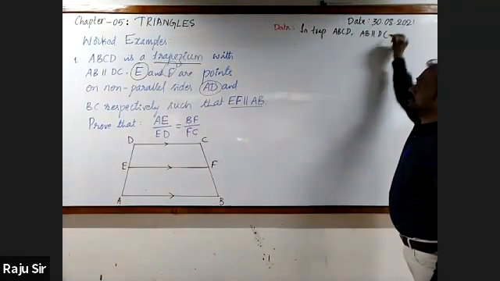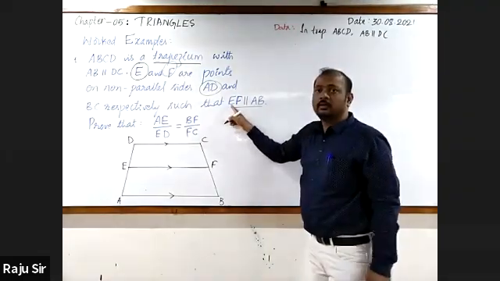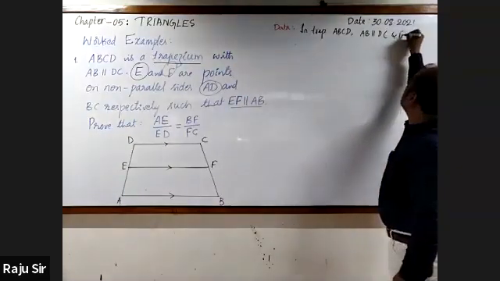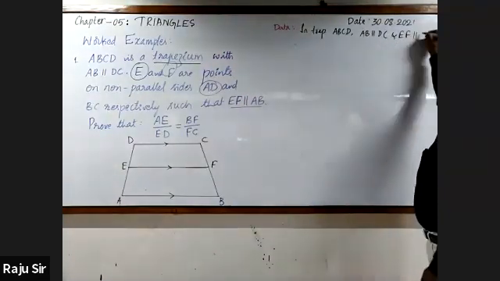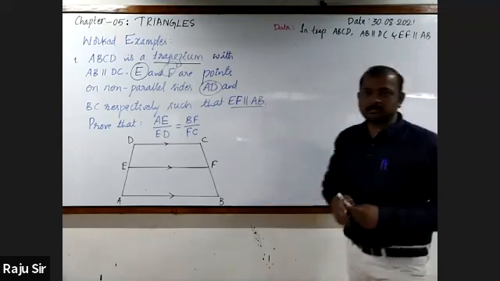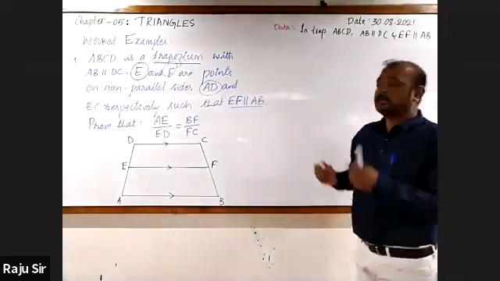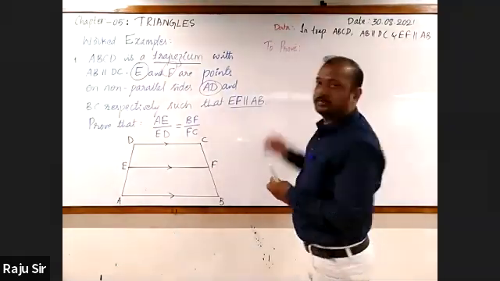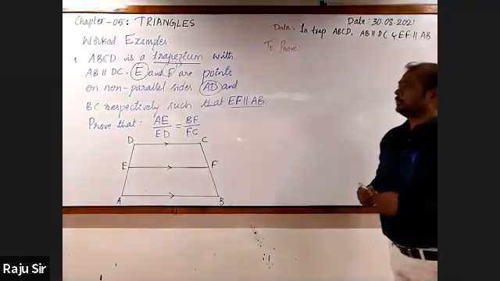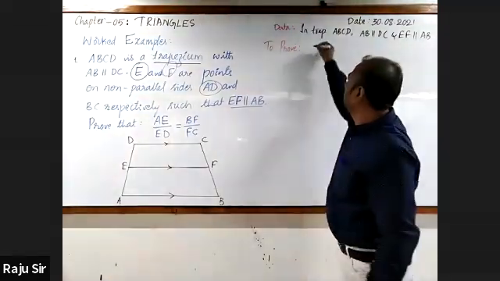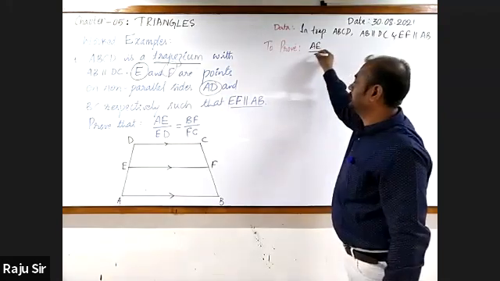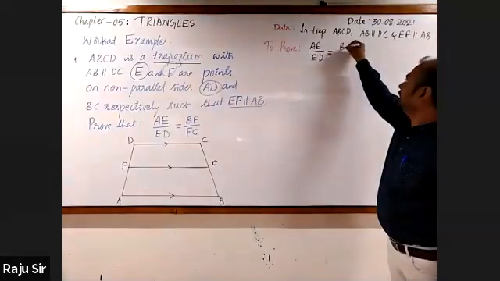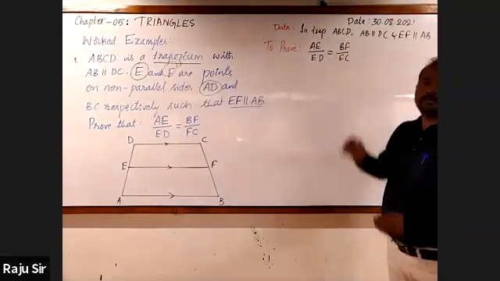AB parallel to DC. Not only this, even they are given EF parallel to AB. Only this much has been given. Next, to prove that the statement AE by ED is equal to BF by FC.